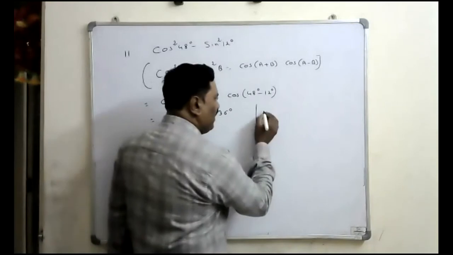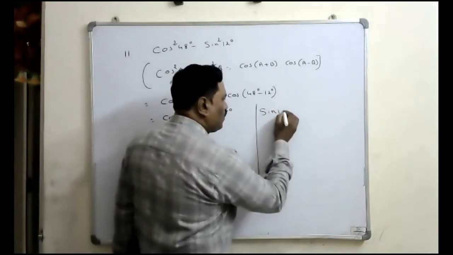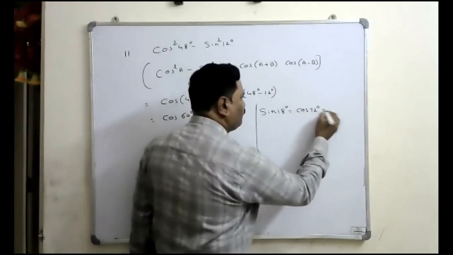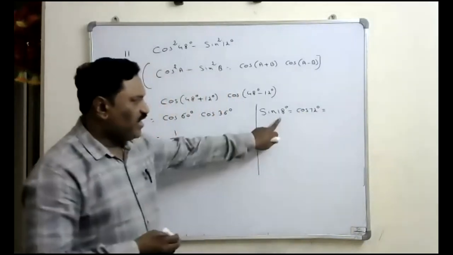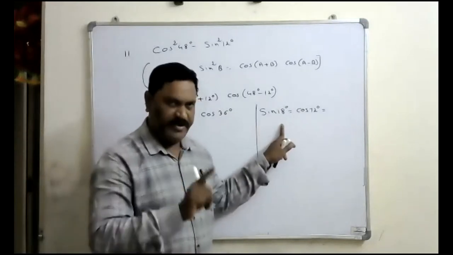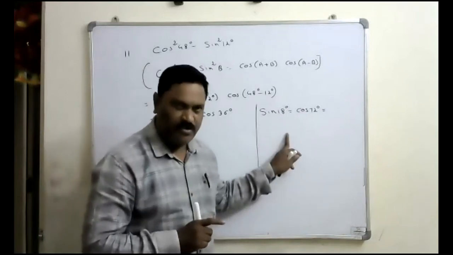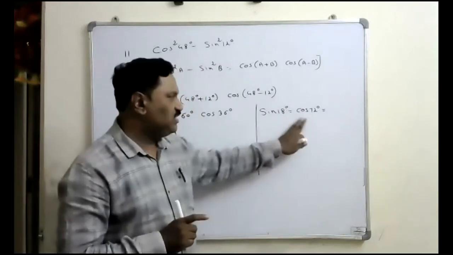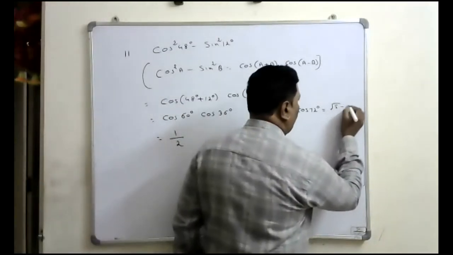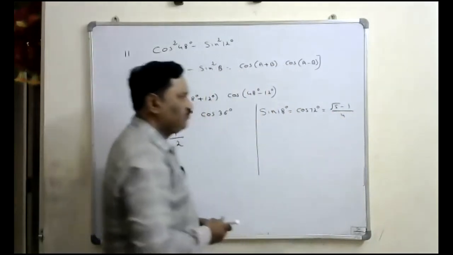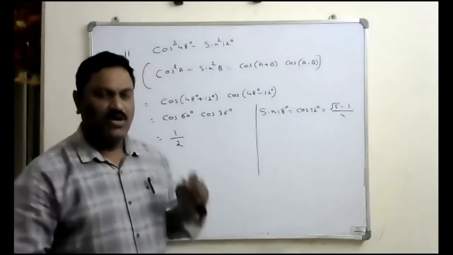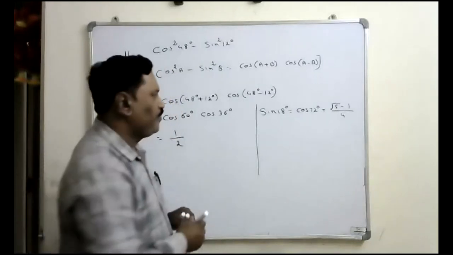The value of sine 18 degree is also equivalent to cos 72 degree, because 18 we can write as 90 minus 72. Sine of 90 minus 72 is cos 72. So these two are equal. This value is root 5 minus 1 by 4. That's the value we have to remember: sine 18 is equal to cos 72 is equal to root 5 minus 1 by 4.